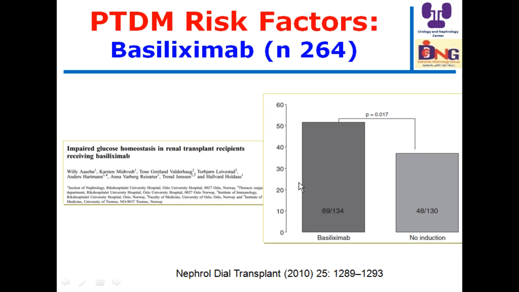Let us discuss the issue of induction and the development of post-transplant diabetes. Basiliximab is a monoclonal antibody against CD25, the interleukin-2 receptor alpha component. Here, this study included 264 renal transplant recipients. If you look here, there is a significant increase in development of post-transplant diabetes because of the use of Basiliximab in induction therapy.